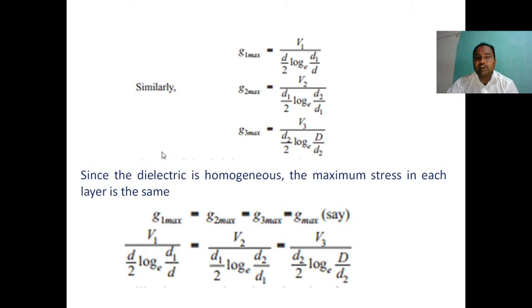All the potential gradients around the layers of the cable are the same, although the layers are working at different voltages. Depending upon the voltages we place the insulating materials, with the formulas we already discussed. G1 maximum is equal to V1 by d by 2 log base e D1 by d, that is equal to V2 by D1 by 2 log base e D2 by D1, that is equal to V3 by D2 by 2 log base e capital D by small d2.